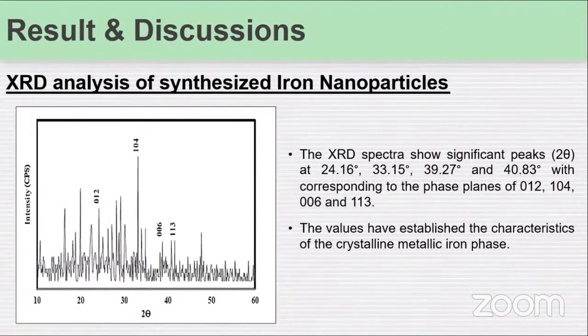Then I explain the XRD analysis of the synthesized iron nanoparticles. We can see the diagram of the XRD analysis, and we can see 4 peaks. The XRD spectrum shows significant peaks at 24.16, 33.15, 39.27, and 40.83, corresponding to the planes 012, 104, 006, and 113. These values establish the characterization of crystalline metallic iron.